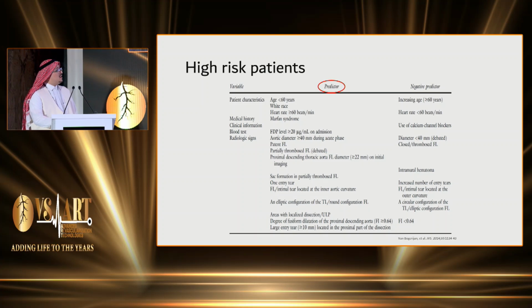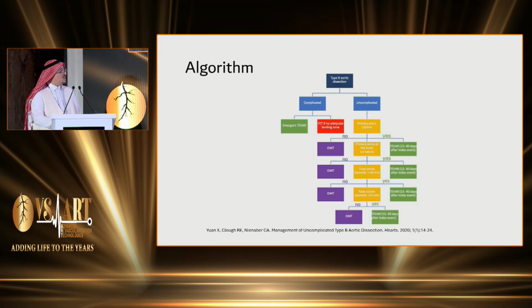Who are the high-risk patients? If we look at the predictors, those are patients who are less than 60, white race, with heart rate more than 60, Marfan patients, FDG uptake, aortic diameter more than 40, patent false lumen, partially thrombosed false lumen, and, even though it is debatable, proximal descending false lumen diameter of more than 22, sac formation in a partially thrombosed false lumen, one entry tear, and other groups.